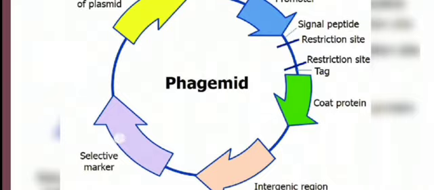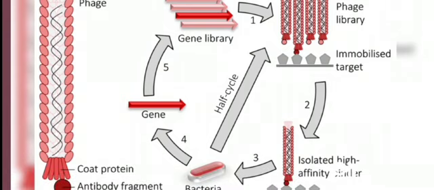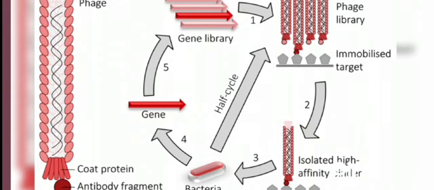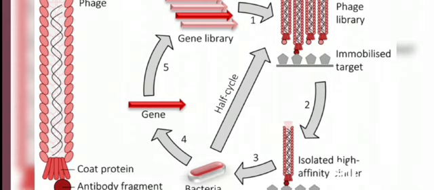This Phagemid vector is actually used in the phage display technique. This technique is used for the study of protein-peptide and protein-DNA interactions. Thus we can say that the phage display technique is an important technique for protein interactions, and this Phagemid vector is used in the phage display technique.